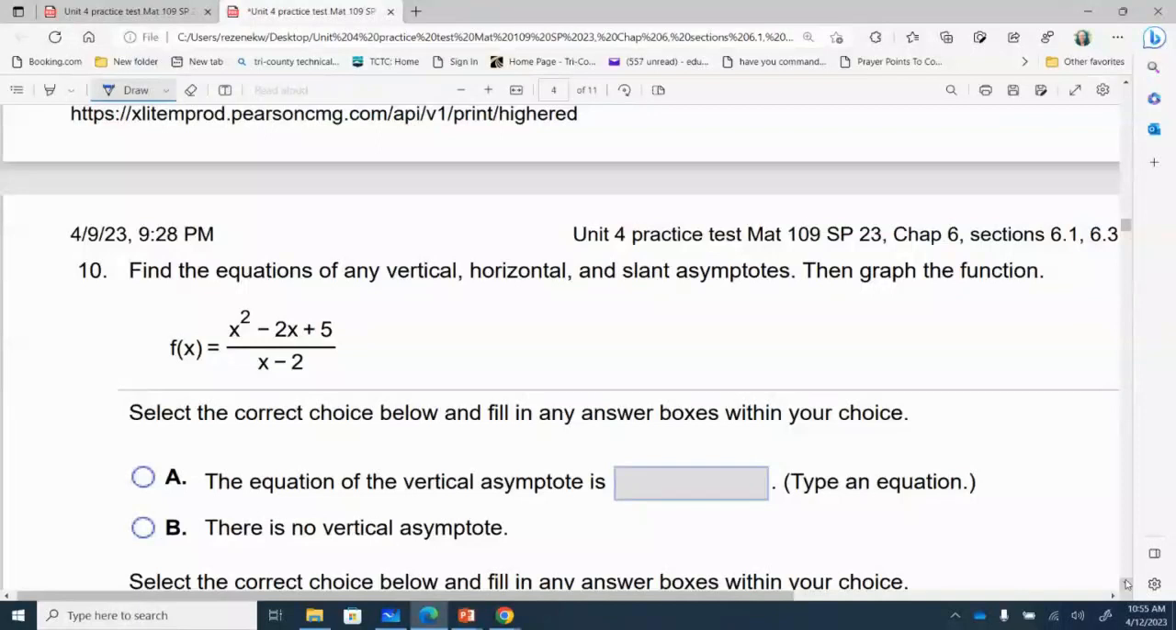Does it have a horizontal asymptote? No. It does not have a horizontal asymptote because the degree of the numerator is greater than the degree of the denominator. Does it have a slant asymptote? Yes, because the degree of the numerator is greater by 1. That is when there's a slant asymptote. So you already know that, and then we are going to divide. Do we have time to divide it?